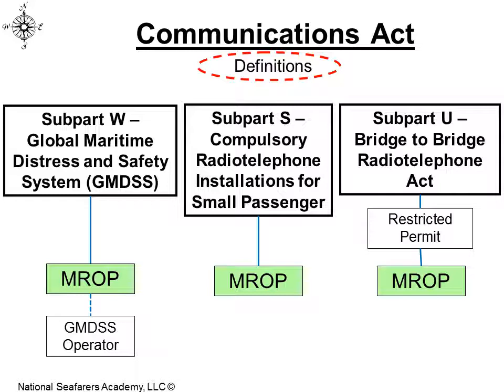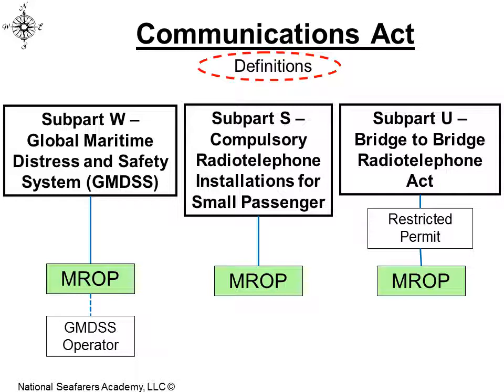Below that, you can see there's three columns. On the left-hand side of the screen, there's the Subpart W. Those are all the regulations for the Global Maritime Distress and Safety System. In the middle column is the Subpart S. That's all the regulations for the small passenger vessel industry. That's going to be the mainstay of this course and the mainstay of where you're going to operate and the regulations you're going to need to know.